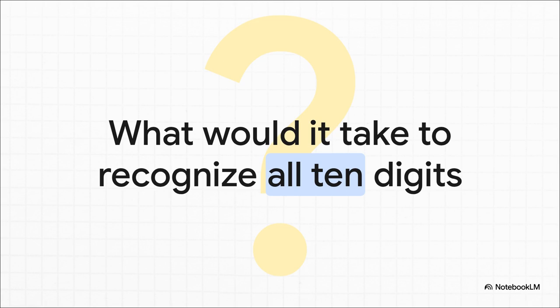So, we've done it. We've built a single, tiny perceptron that's gotten pretty good at spotting the number 3. But that leaves us with one last, really interesting question. If this one little machine can only do this one job, what would it take to build something that could recognize all 10 digits, from 0 all the way to 9? Now that is where things start to get really cool.